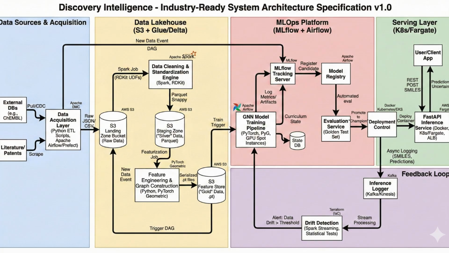And this brings us to what I think is the most architecturally unique step, the alchemy of turning silver into gold feature data. Right, and that's the feature engineering and graph construction step. This uses Python and, crucially, PyTorch Geometric. This layer takes the cleaned molecular data and converts it into these complex relational structures, graph data, which are then stored as gold data, as .pt files, in the S3 feature store.